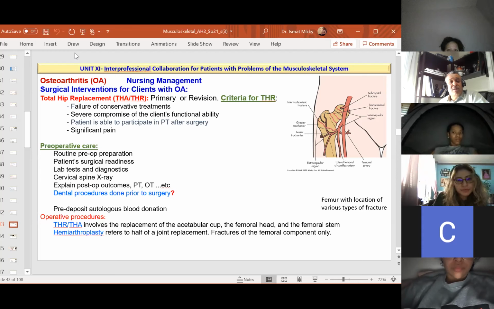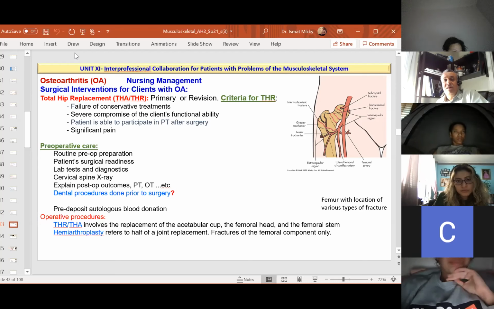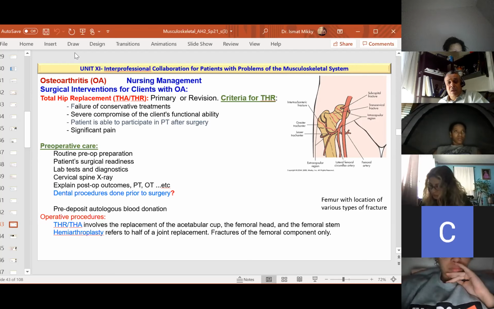And criteria includes that the patient is able to commit and able to participate in the post-op PT therapy and rehabilitation program. And the criteria is when the patient experiences pain due to the osteoarthritis or arthritis, and that pain will interrupt the patient's sleep, or if the pain limits the patient's ADLs.